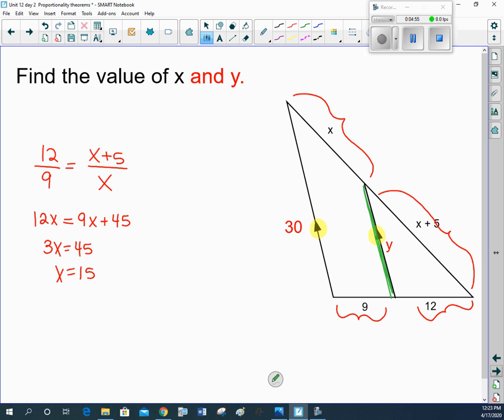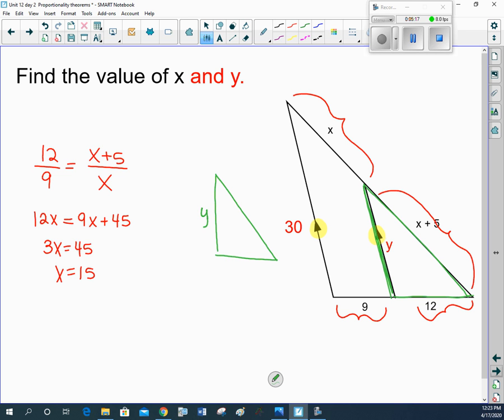Okay, so to do y, I'm going to separate the triangles because y is not part of the proportionality theorem that we learned today. I'm just going to go back to the similar triangle rules from last time. So I'm going to draw two triangles. I'm going to draw this green triangle right here. So let's make a sketch of that one. So here's the green one.